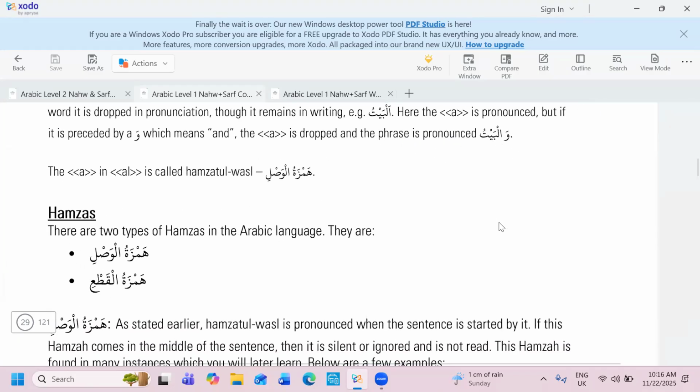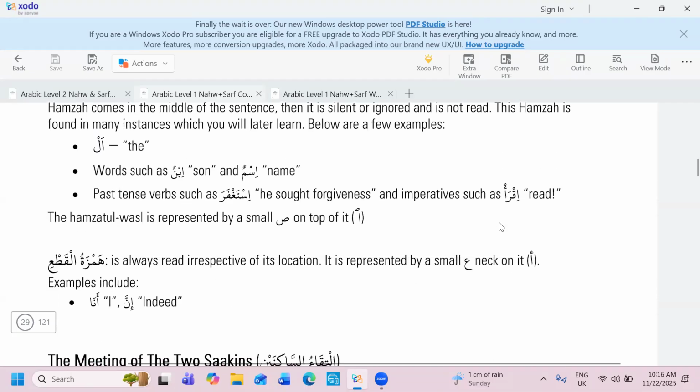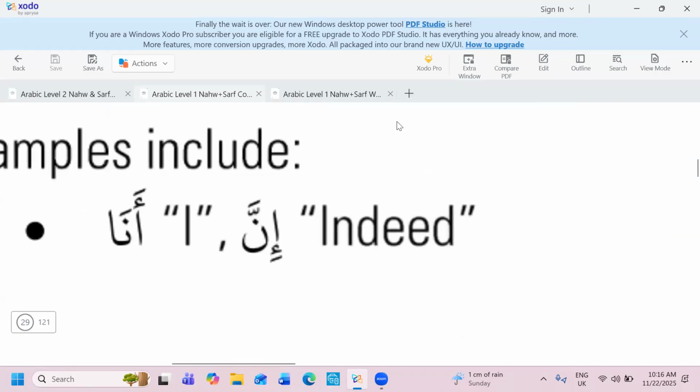Whereas hamzatul qat is the one where you have a little hamza. Everyone knows what ayn looks like, right? The letter ayn. If you cut off the ayn from the neck, it leaves you with a little what we call a hamza. So when you see that on top of the alif, that's the hamzatul qat. So what does it look like? Do we have it here? Yeah, so it looks like this. You see that there? And you see it here as well. So you see it on top of the alif or underneath it.